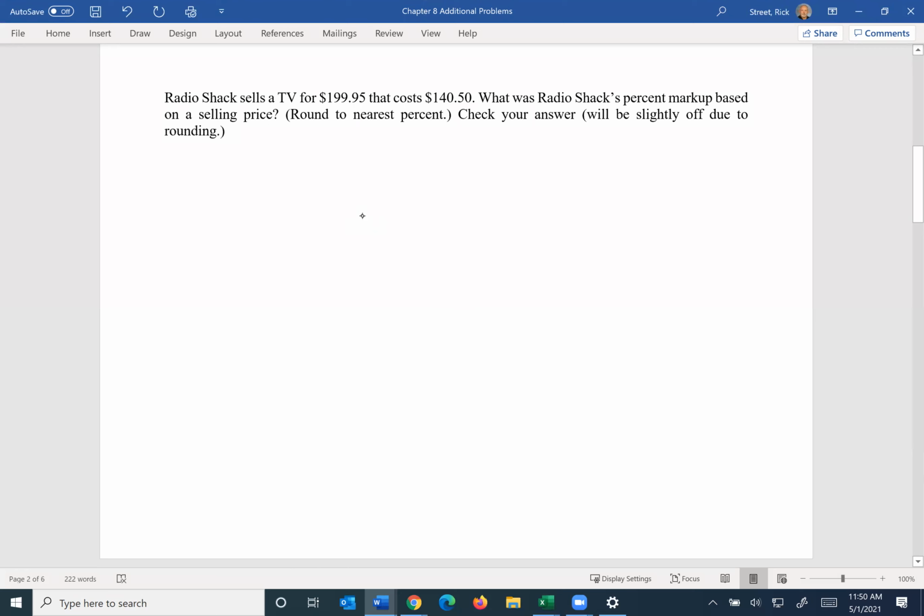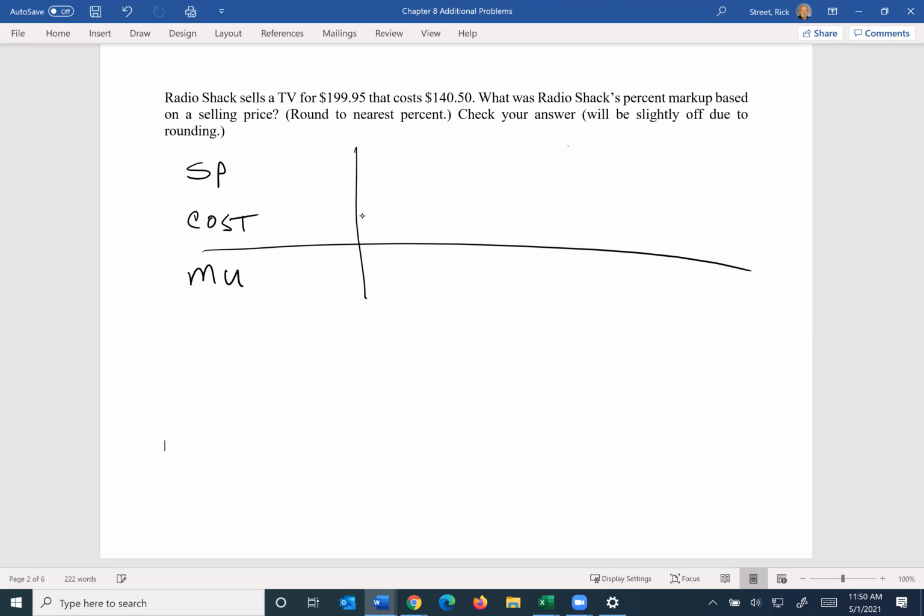Okay, again, let's just, without even reading the question, let's go sales price, cost, markup. And let's draw our lines. Let's give ourselves a little bit more room than we had last time. We know our sales price is 100% because it's based on the selling price. Let's find out what the selling price is. Sells a TV for $199.95.